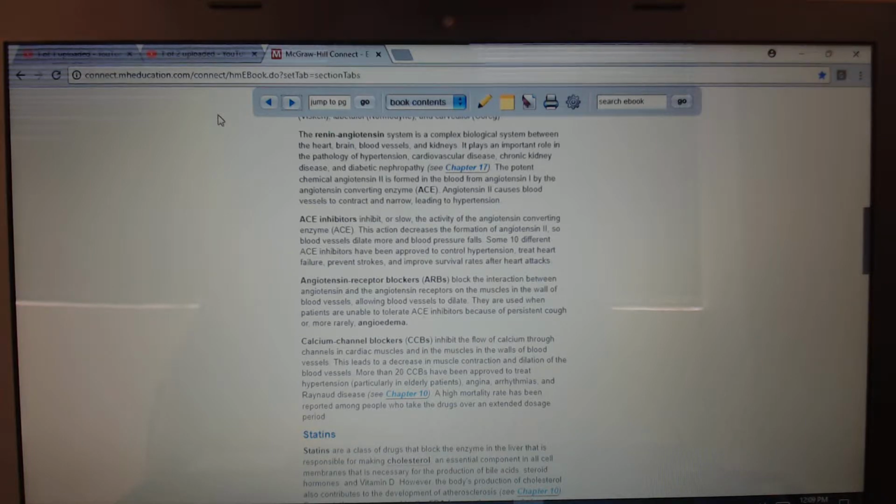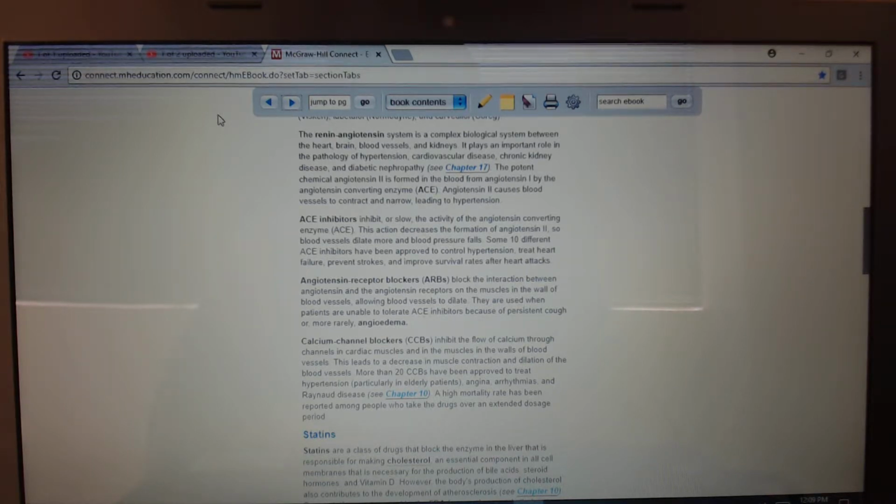Angiotensin receptor blockers, ARBs, block the interaction between angiotensin and angiotensin receptors on the muscles in the wall of the blood vessels, allowing blood vessels to dilate. They're used when patients are unable to tolerate ACE inhibitors because of persistent cough or, more rarely, angioedema.